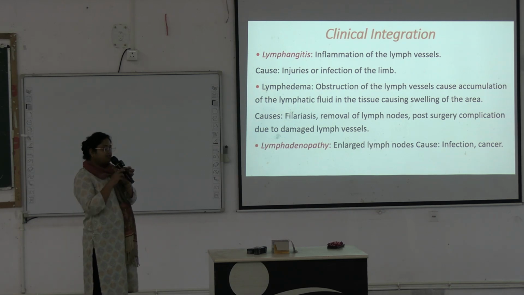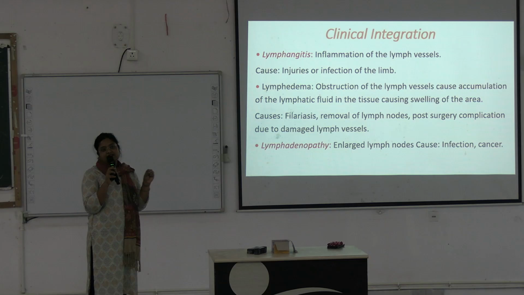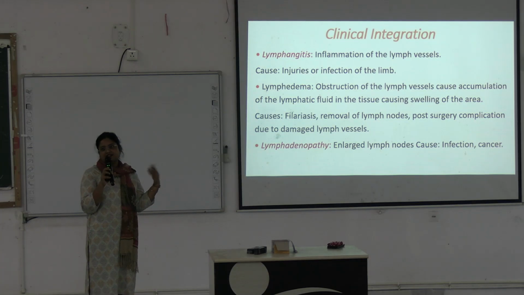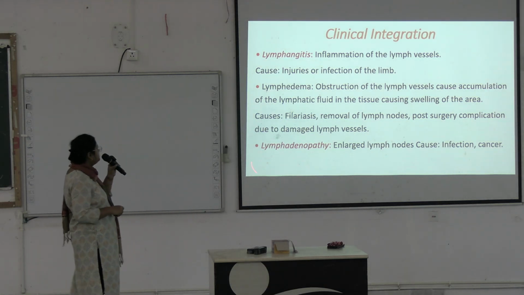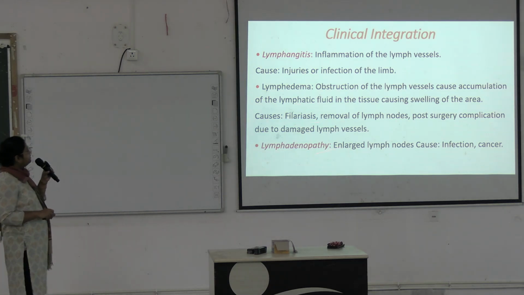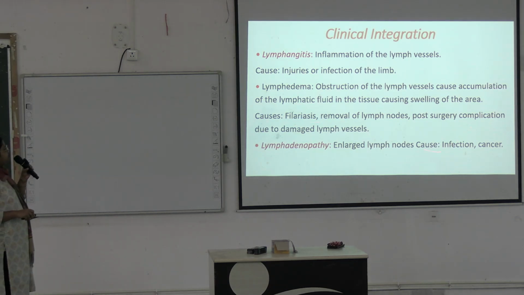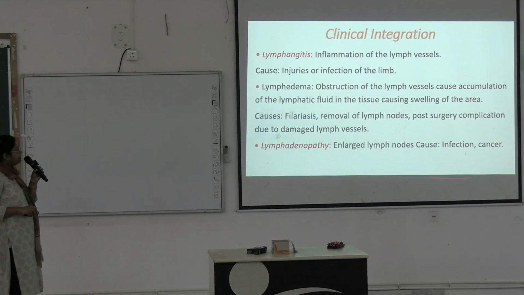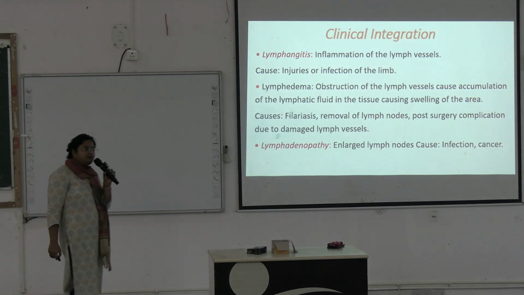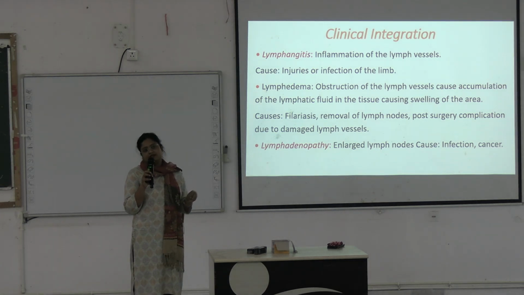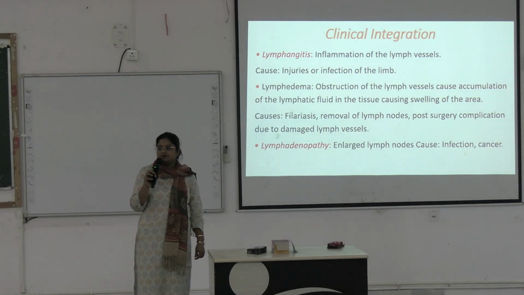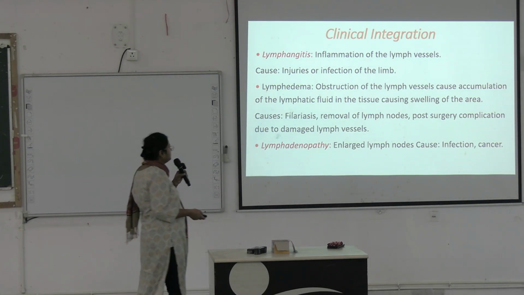The filarial parasites block the lymphatic channels and prevent lymphatic drainage, and it will lead to accumulation of lymph and swelling. Next is lymphadenopathy. Lymphadenopathy is enlarged lymph nodes, and causes are different infections and cancer. Cancerous conditions will lead to lymphadenopathy. Like in different leukemias, chronic myeloid leukemia and other leukemias, there will be enlargement of different groups of lymph nodes.